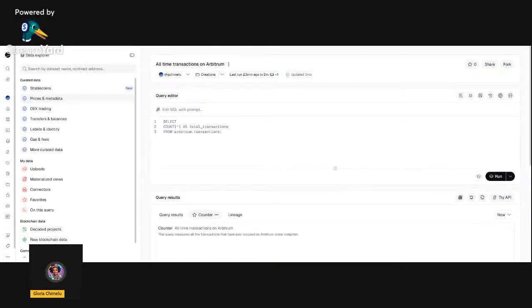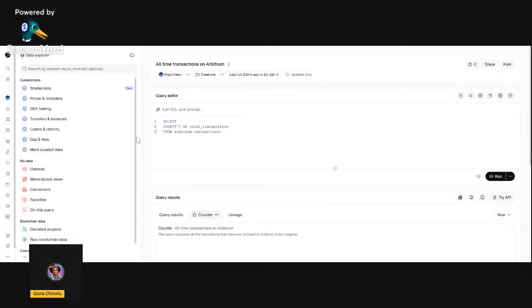So this one was just very simple. I use select count as total transactions from the table Arbitrum transactions. So it was very simple. As we know, when you are writing SQL, select from where, and then after you select, you write what you want to be selected.